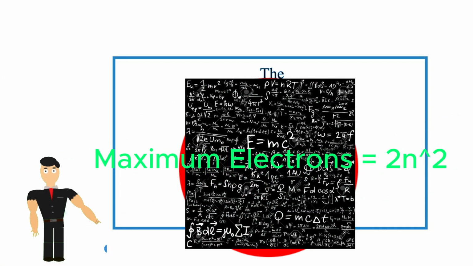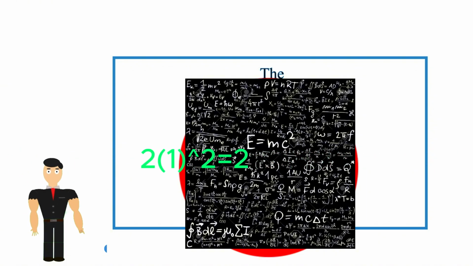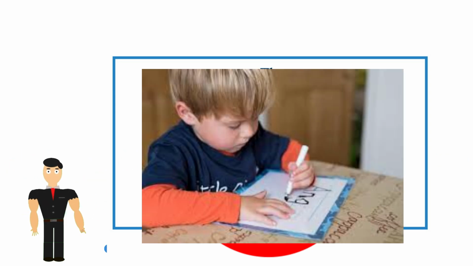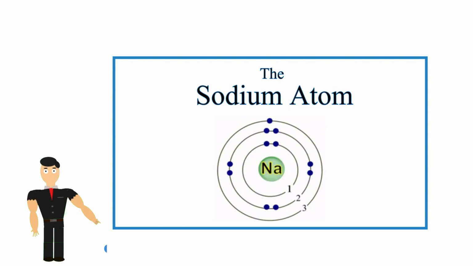The formula goes like this. Maximum electrons is equal to 2n raised to 2, n being the layer it's on. Example, 2 times the layer of the shell raised to 2 equals 2. And now 2 times 2 raised to 2 is 8. How you write it goes like this. For example, Na or sodium, it has 11 electrons. So how you write it is like this. First shell equals 2 electrons. Second shell, 8 electrons. Third shell, 1 electron.